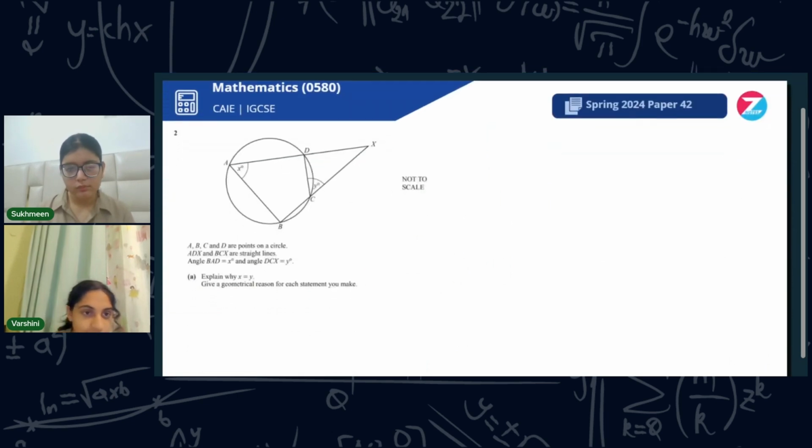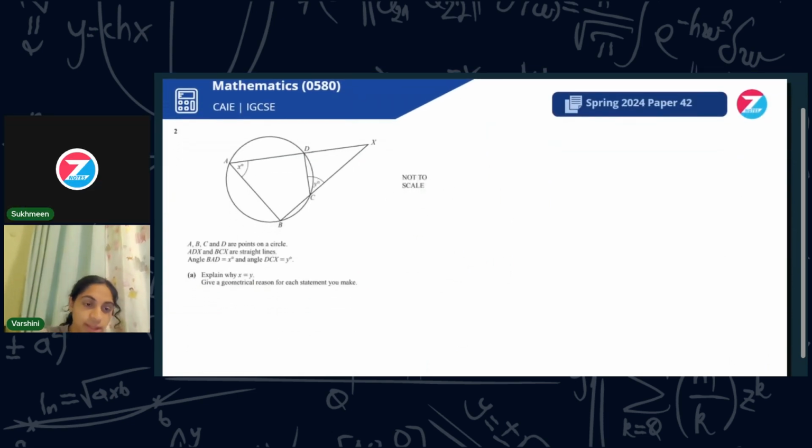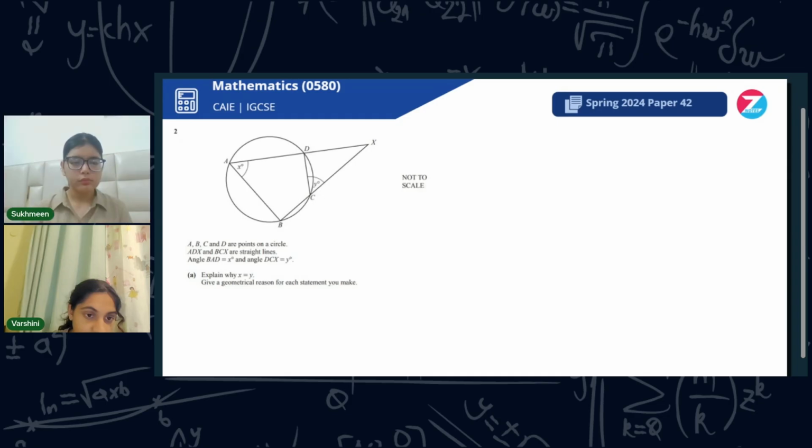Okay, for the next question. Question 2. Okay, so they've given us a figure and they're saying A, B, C, and D are points on a circle, and ADX and BCX, both of these are straight lines. Angle BAD is X, this is X, and angle BCX is Y. And they want us to prove that X equals Y, and we have to give a geometrical reason for each statement we make.